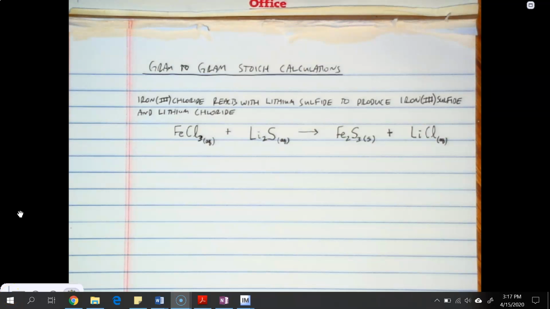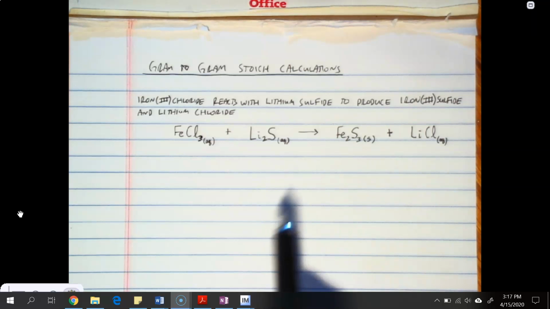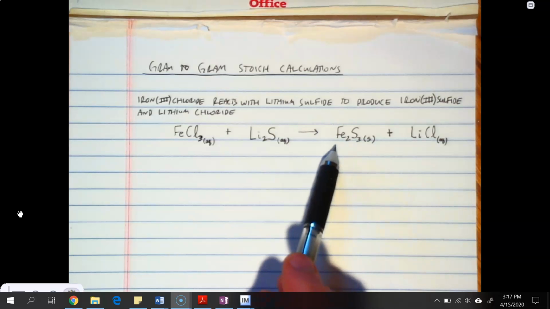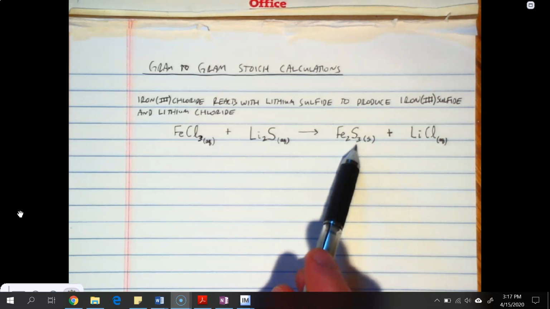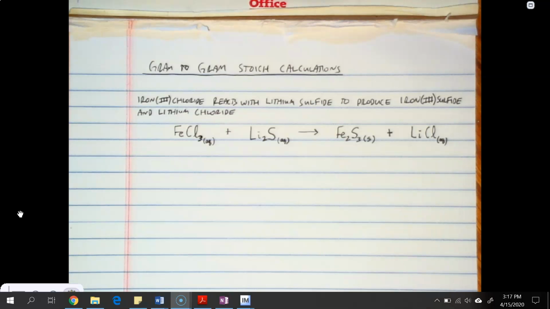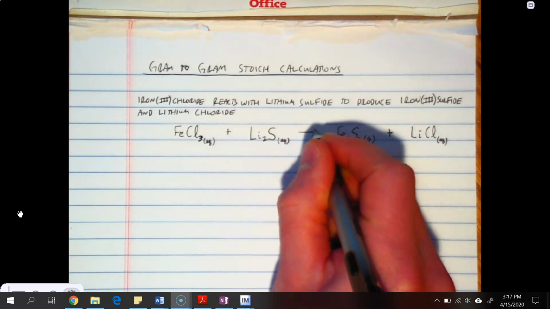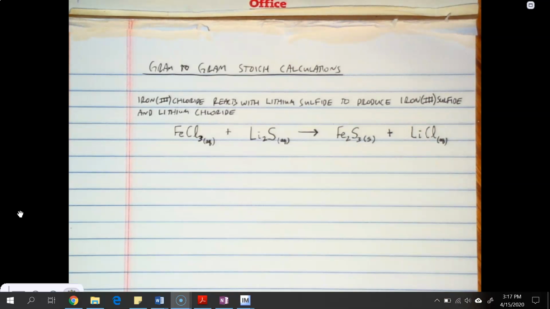Okay, so hopefully you had a chance to go ahead and predict those products and write out the words. So it looks like this double replacement reaction will happen because we do get a solid product, which is good. And what you should have gotten was Fe2S3 plus LiCl. Now, right now, this chemical equation isn't balanced. So why don't you pause the video again, take a second, and let's write this as a balanced chemical equation.